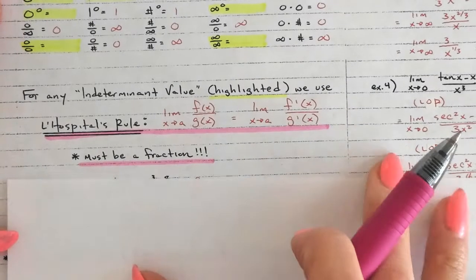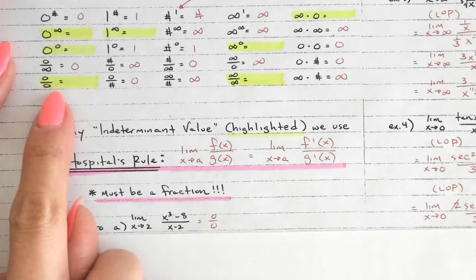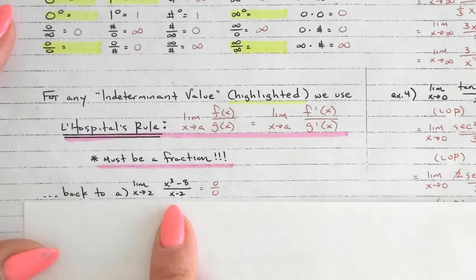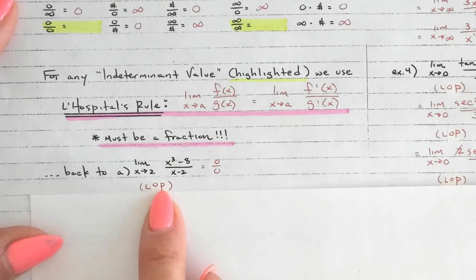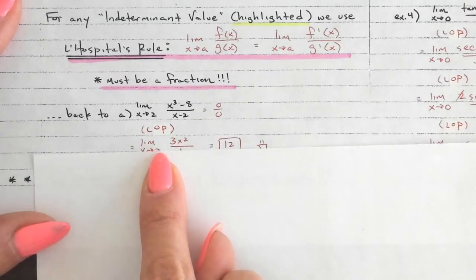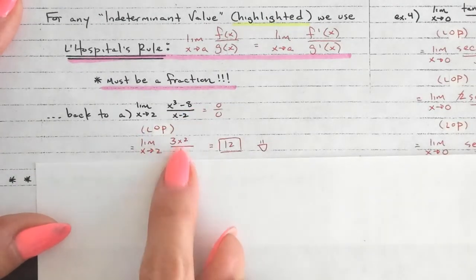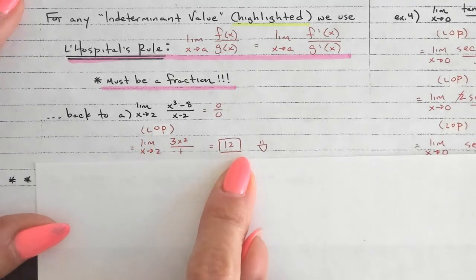So if we're going back to this example, here's what it looks like. You plug it in, you get 0 over 0. Oh no, that doesn't work. So then you take the derivative on top. This is me telling myself I'm using L'Hopital's. I like to do that. You should do that. You really should. So then you're using it, and then you have a 3x squared over 1, and then you plug in the 2, and you get a 12.